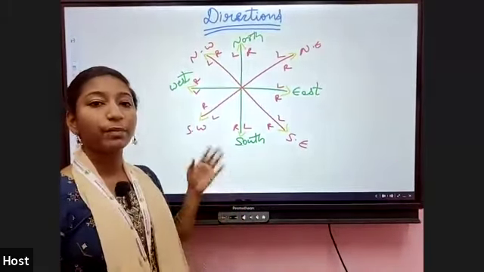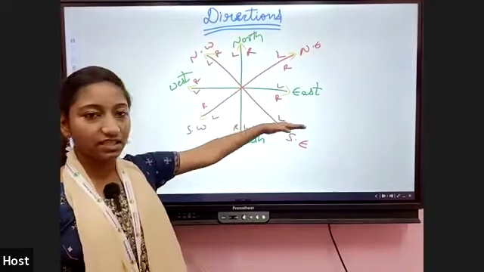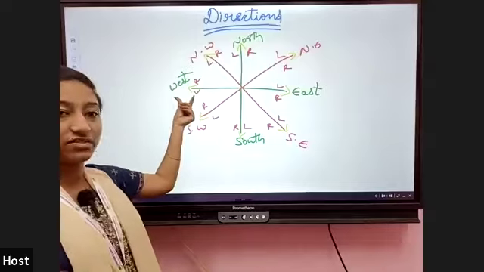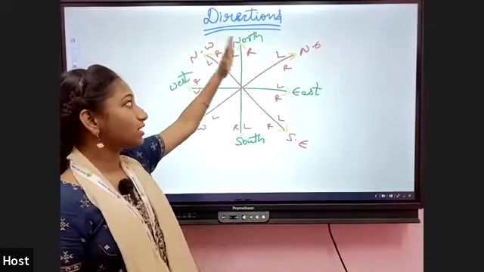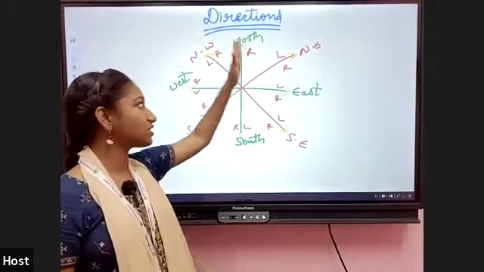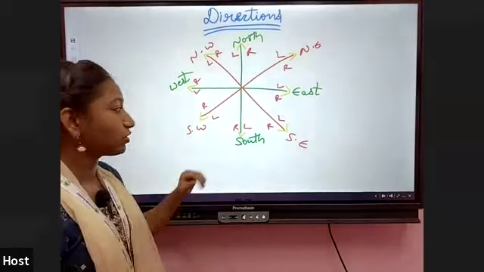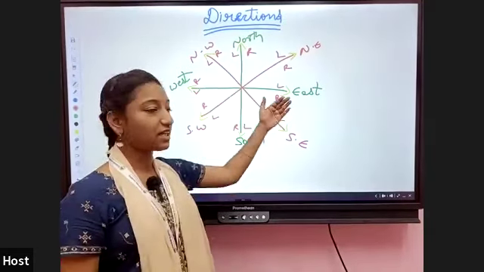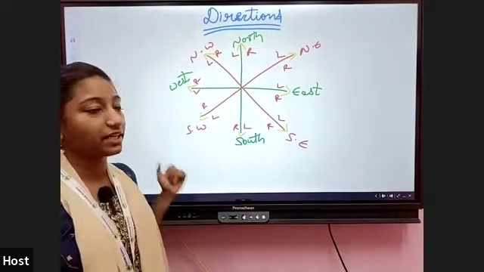Coming to the main directions: for north, the right side main direction is east, and the left side main direction is west. For north, the right is east, the left is west. For west, the right is north and the left is south. For south, the right is west and the left is east. For east, the right is south and the left is north. These are according to the main directions.